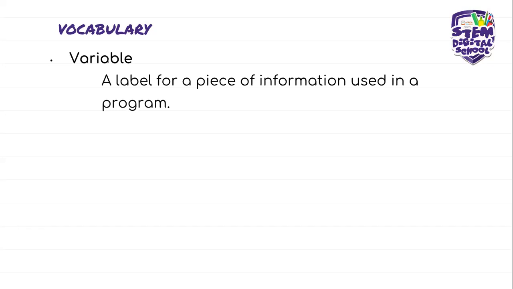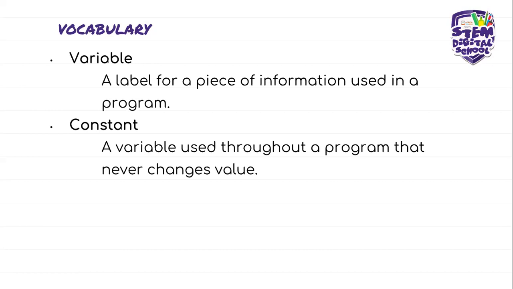A variable is a label for a piece of information used in a program. So remember, we assign values. So we will give something a label. We can name that label anything we want, but maybe an action, and we will assign values to that action that we will then use in our program. A constant, that is a variable used throughout a program that never changes value. Okay, so just remember, constant means never changing, always stays the same.